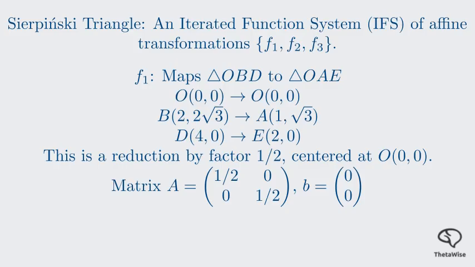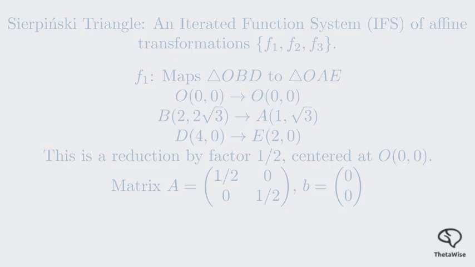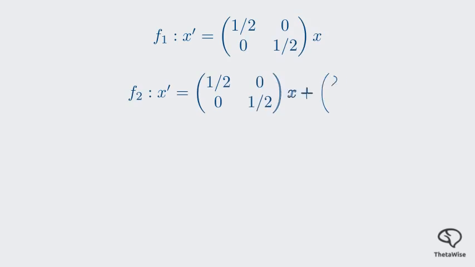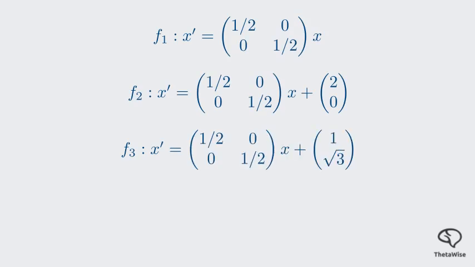The transformation F2 for the bottom right triangle ECD would also be a reduction by 1/2, but it's translated by the vector (2, 0). The transformation F3 for the top triangle ABC is also a reduction by 1/2, translated by the vector (1, square root 3). We can represent these three transformations with their matrix equations. To get the fractal, we apply this set of transformations to the resulting smaller triangles, and then to the even smaller triangles, over and over again, indefinitely.